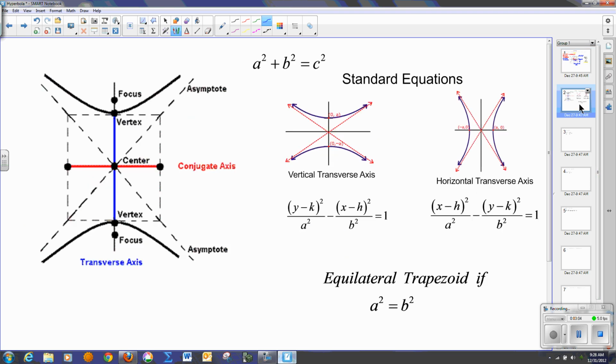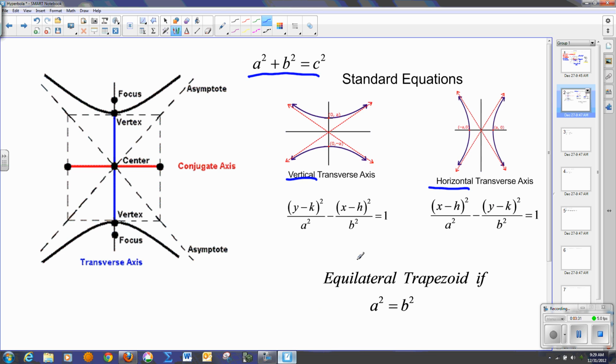Sliding into a little clearer slide. Here's an example of a vertical transverse, horizontal conjugate. There's my foci. Here's the relationship between a, b, and c. If I have a vertical transverse axis, notice vertical transverse corresponds to an up and down hyperbola. Horizontal transverse corresponds to a sideways hyperbola.